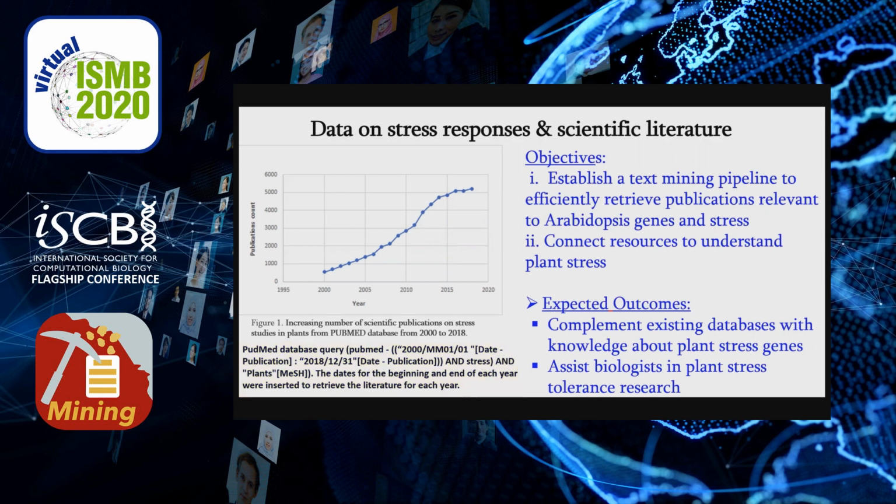Our objective is to establish a text mining pipeline to efficiently retrieve publications relevant to Arabidopsis genes and stress. We would also like to connect resources to understand plant stress. The outcome of our study could assist biologists in plant stress tolerance study. This will also complement existing databases with knowledge about plant stress genes.